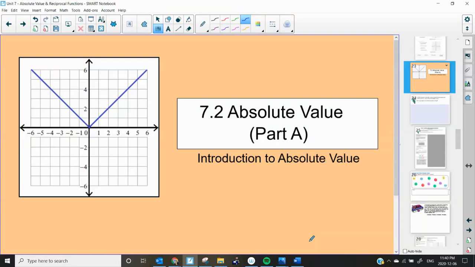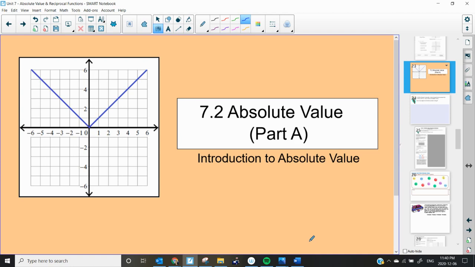Welcome back, guys. Today we're going to be starting into the next part of our unit, which is on absolute value. So in this section of the unit, we're going to be looking at absolute value functions and absolute value equations.